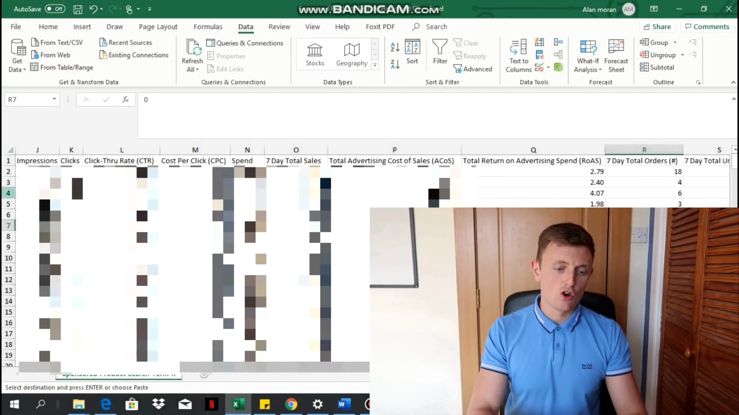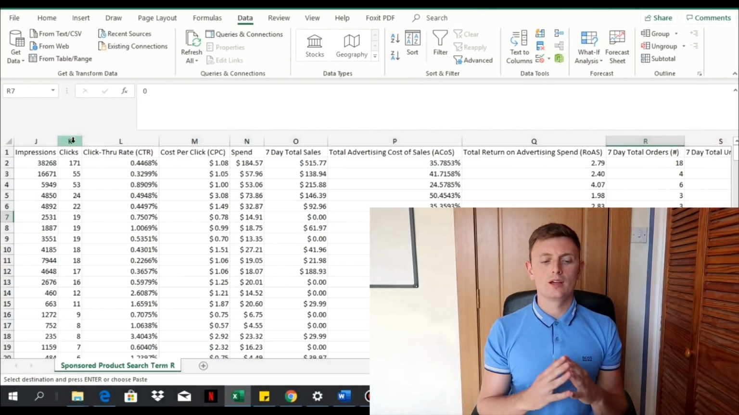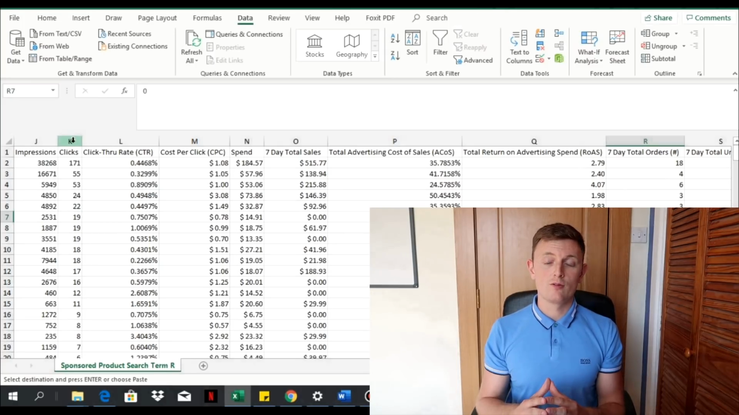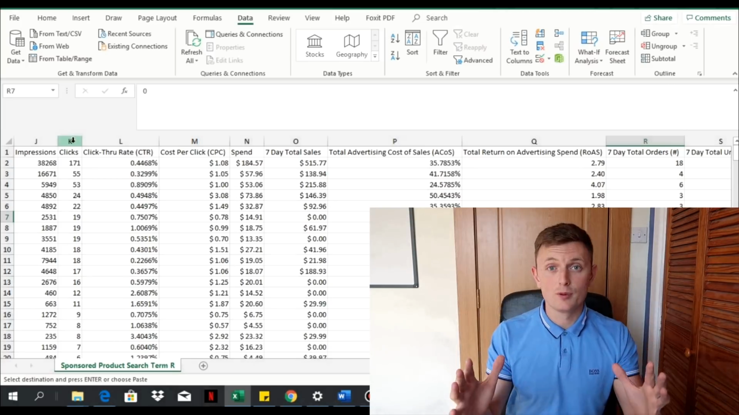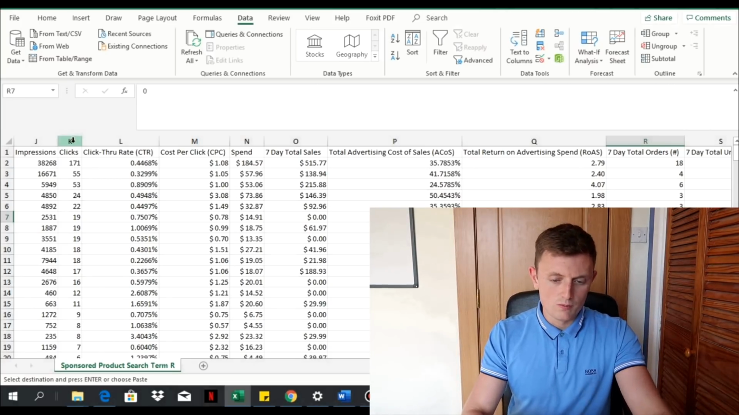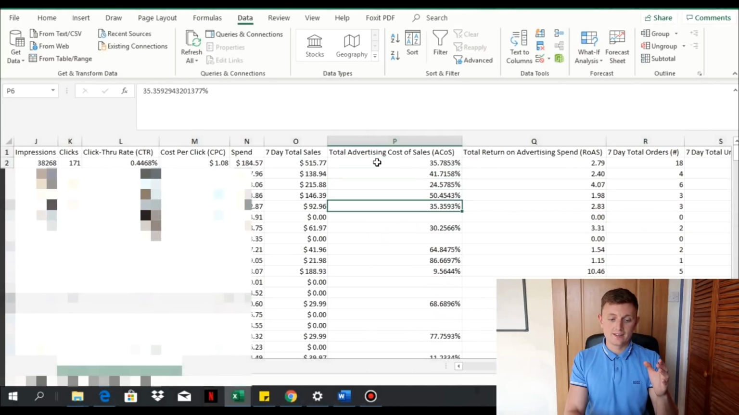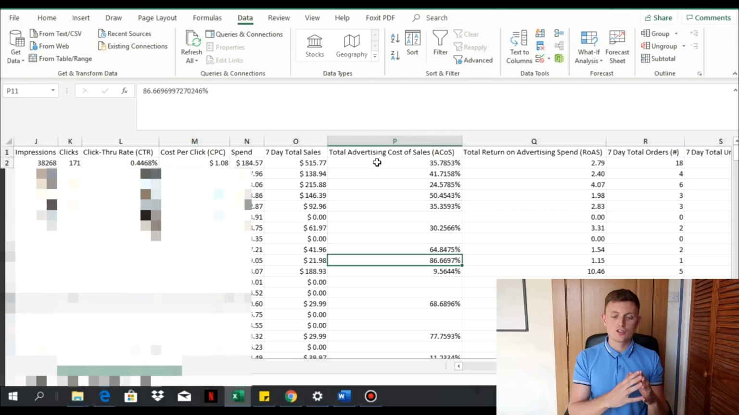So we wanna sort by clicks. The reason for doing it like this is we wanna make sure that we're not killing any keywords that could be possibly profitable in the future, okay? So we can come down and we can see that there are definitely some keywords that are not making us money, that are losing us money, okay?